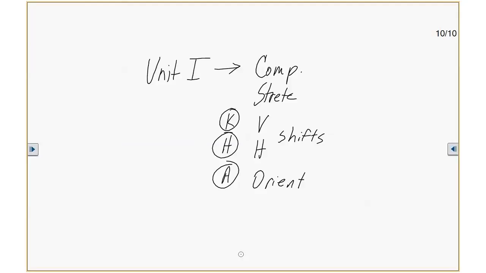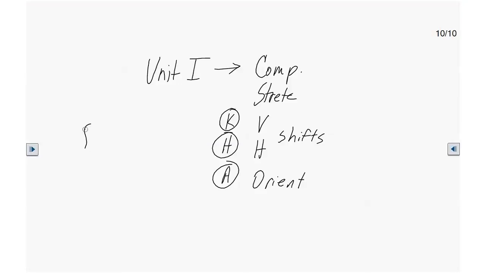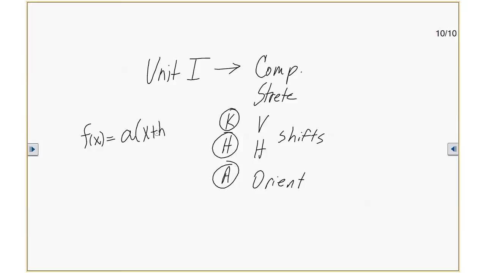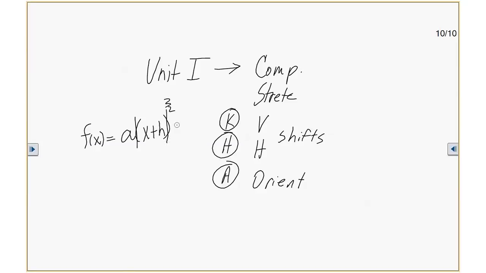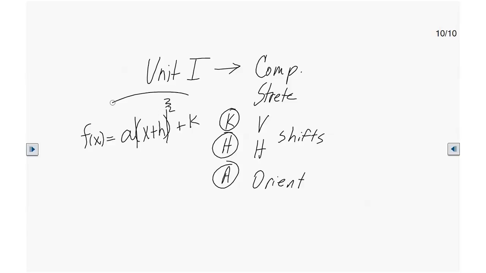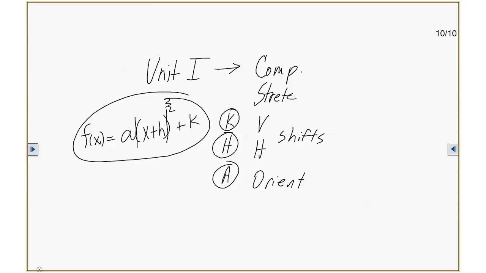80% of the test will be on those type questions. The type that follow f of x is equal to A times the quantity x plus H, squared, absolute value, cubed, any of those, plus K. Anything having to do with those will be about 80% of your Unit 1 test.